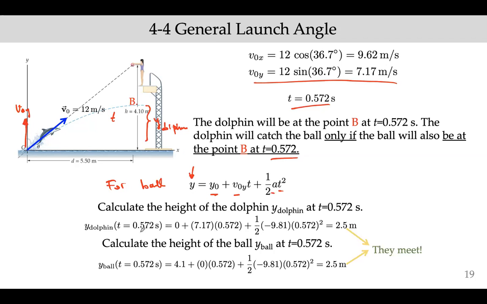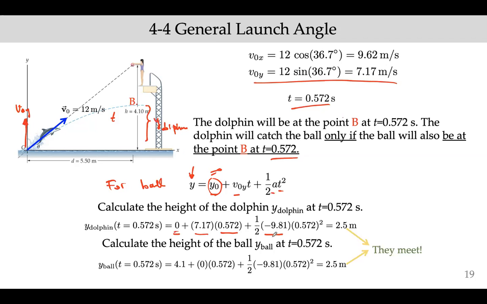So the height of the dolphin at this time will be the initial position of the dolphin with respect to this coordinate system. See, the origin is here. The dolphin is initially at the origin, so it will be 0. You can see it here. The initial y component of the initial velocity is 7.17, which is here. And the time for the dolphin to reach point B, we calculated it. It's this one. Acceleration is negative 9.81. It's negative because the up direction is positive, down direction is negative.